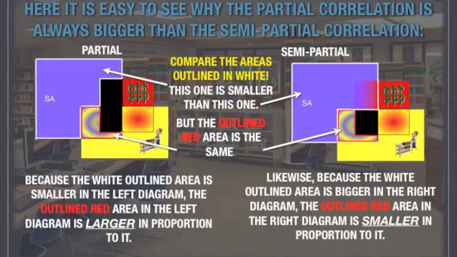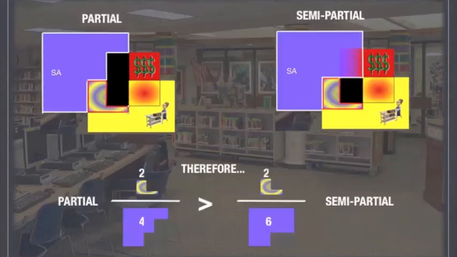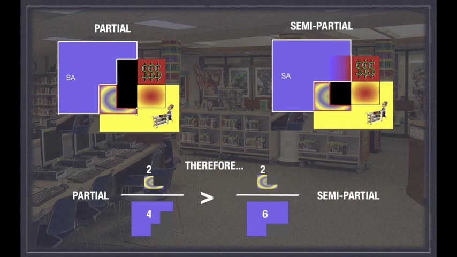So, on the left, because the white outlined area is smaller, the outlined red area in that left diagram is larger in proportion to it. On the right diagram, because the white outlined area is bigger, the outlined red area in the right diagram is smaller in proportion to it. You can see then that partial correlation is always larger than semi-partial correlation. Plug in some imaginary numbers here, and you can see that this is true.